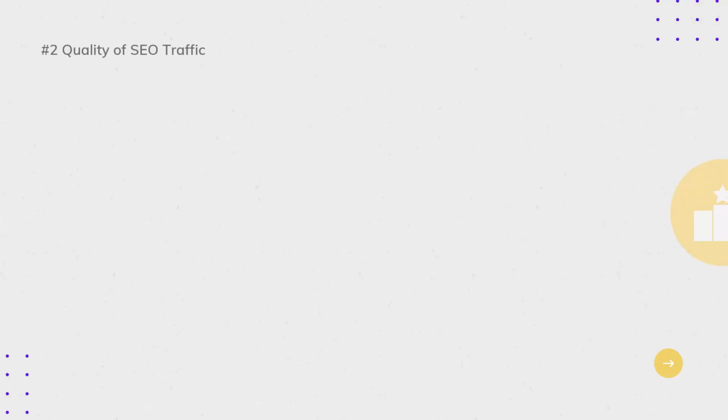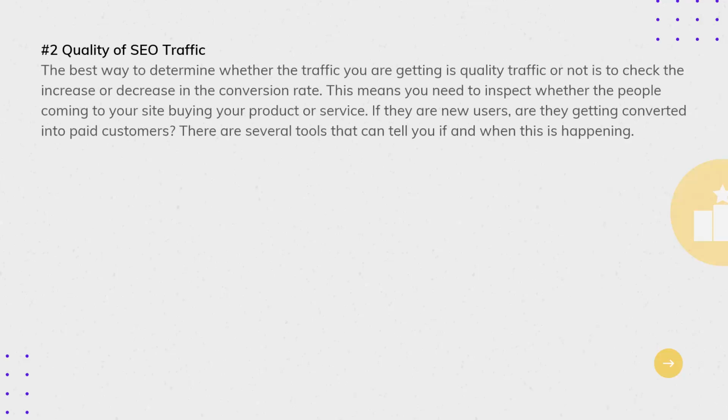Number 2. Quality of SEO traffic. The best way to determine whether the traffic you are getting is quality traffic or not is to check the increase or decrease in the conversion rate. This means you need to inspect whether the people coming to your site are buying your product or service. If they are new users, are they getting converted into paid customers? There are several tools that can tell you if and when this is happening.